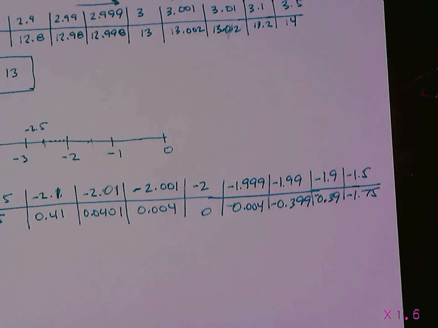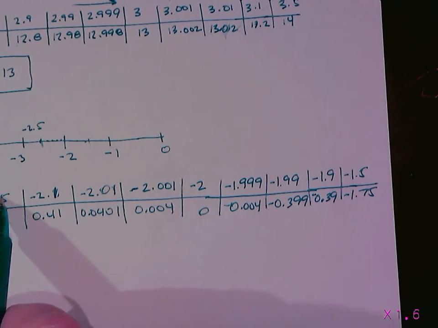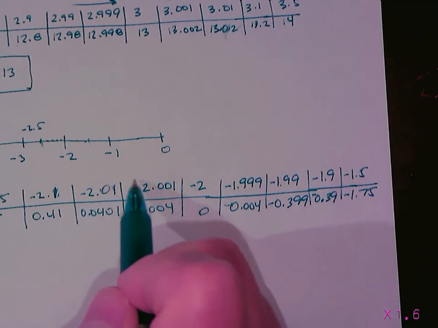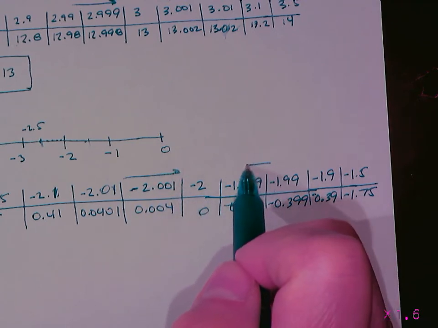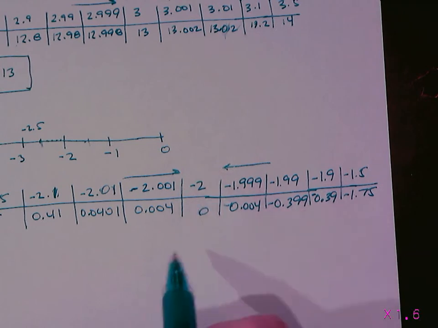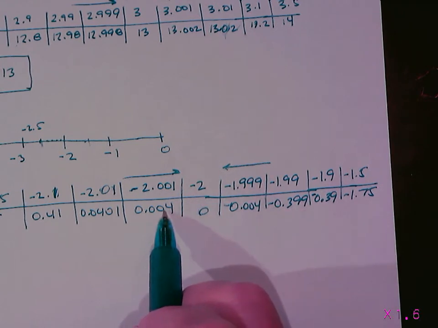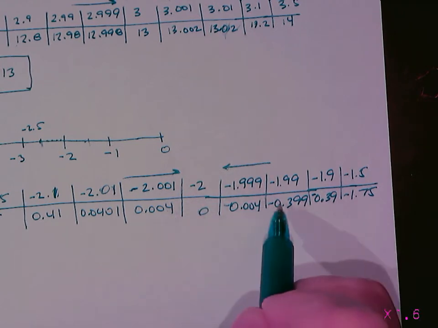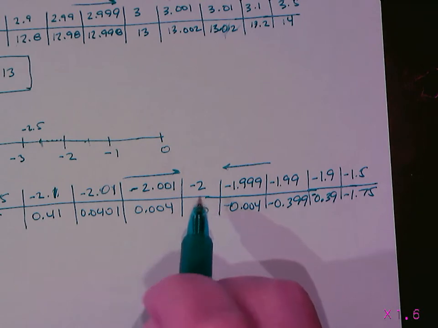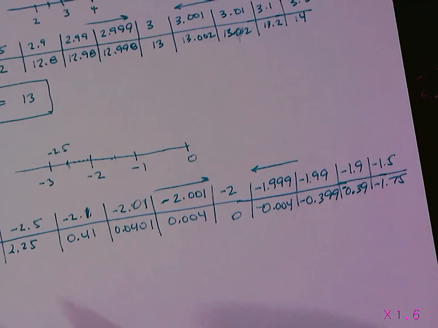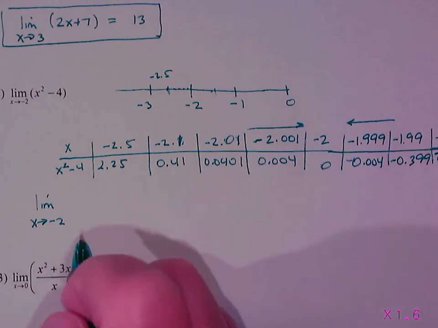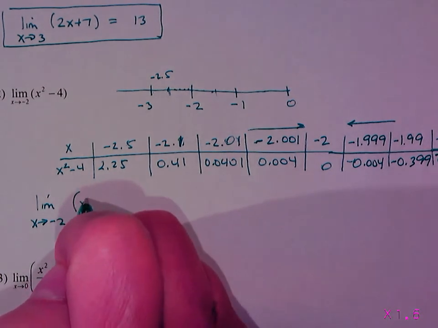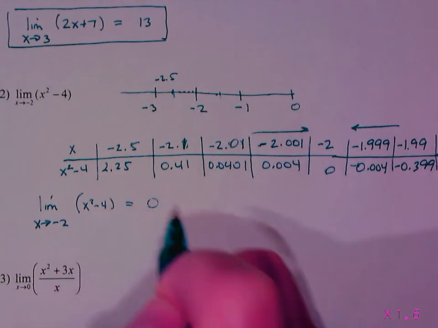So when I look at this table of values, as I'm getting closer and closer and closer to negative 2 from the left, and closer and closer to negative 2 from the right, these numbers are positive and they're getting close to 0. These numbers are negatives and they're getting close to 0. So what happens is my limit as x approaches negative 2 of this function x squared minus 4 is going to equal 0.